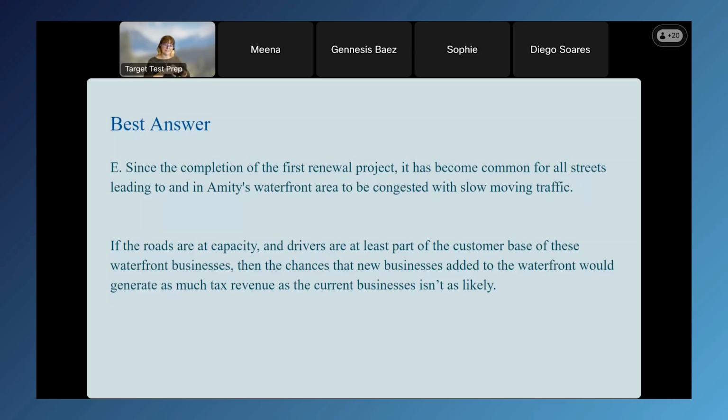Does that make sense? Excellent. All right. Next example.